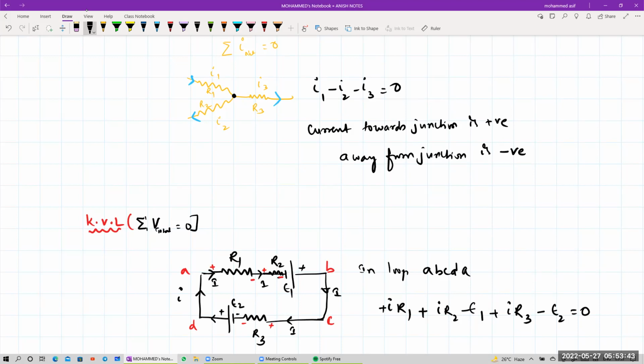Then the battery is there. Then what is the first I'm encountering right now? Negative. So minus E2. That will be equal to 0. What an idea! Yes, sir. Any doubt in this one? No, sir.